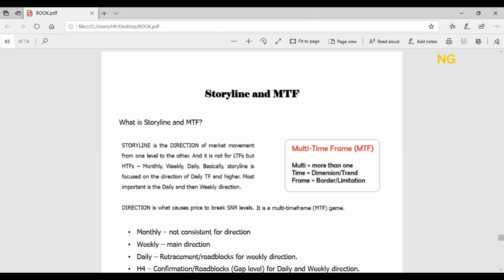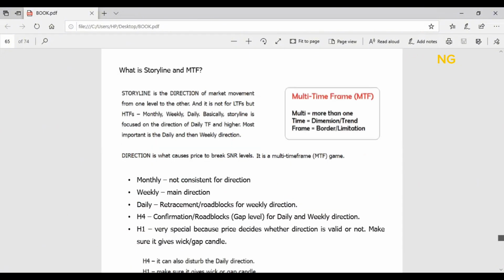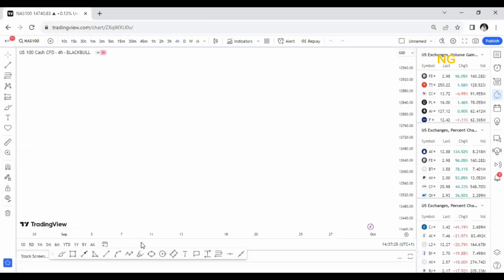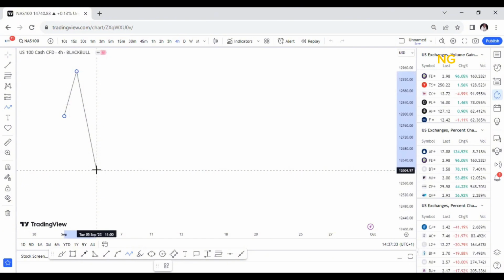You must understand every market time frame has its own phases. It has its own cycle. You must understand it. For example, if you have a weekly cycle like this, if Monday starts from the high, it will be coming down.